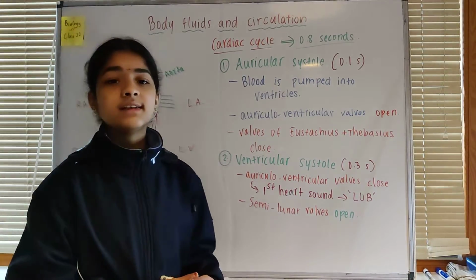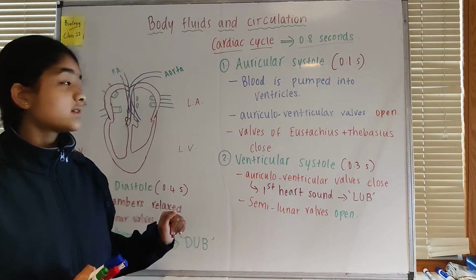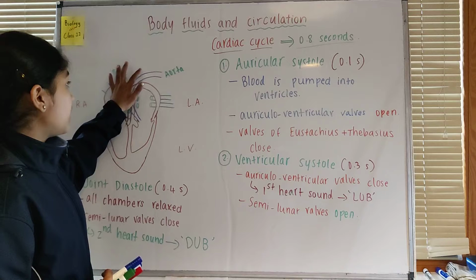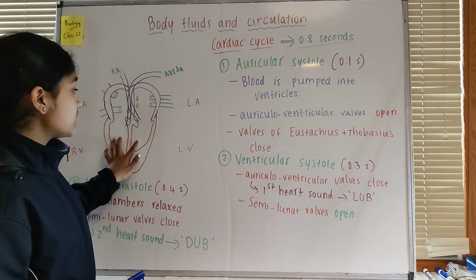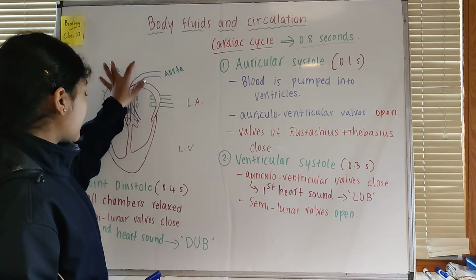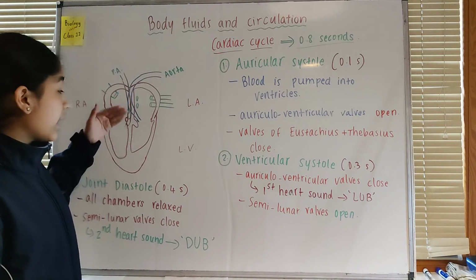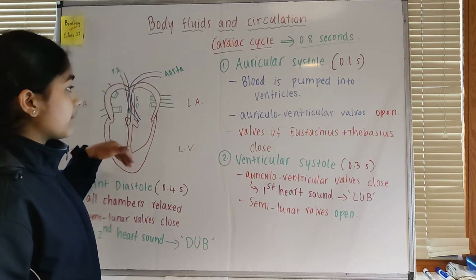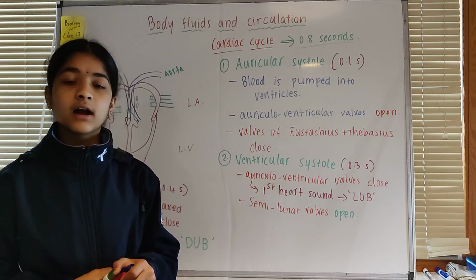So in this video we discussed the cardiac cycle, all the steps that happen in the cardiac cycle. First, blood is pumped into the ventricles, and then blood goes out of the heart, and then everything is relaxed, and it happens again and again. So cycle means it happens forever. So in this video we discussed the cardiac cycle.